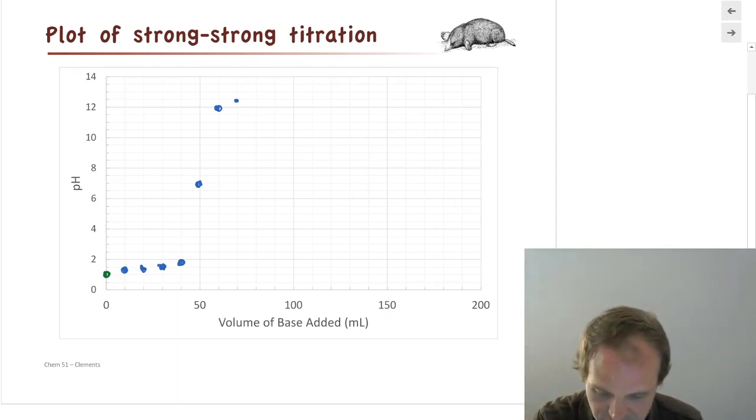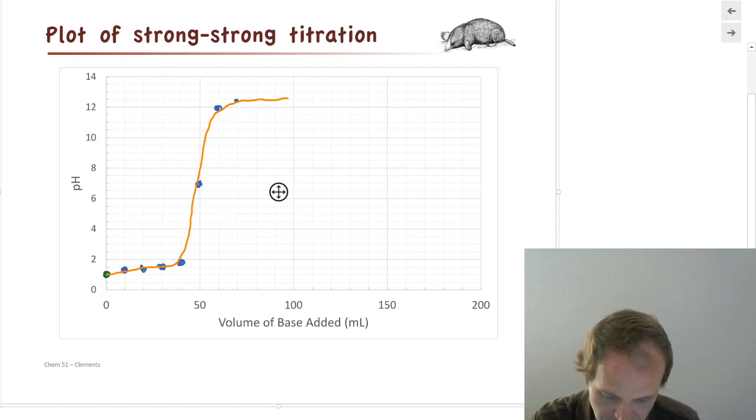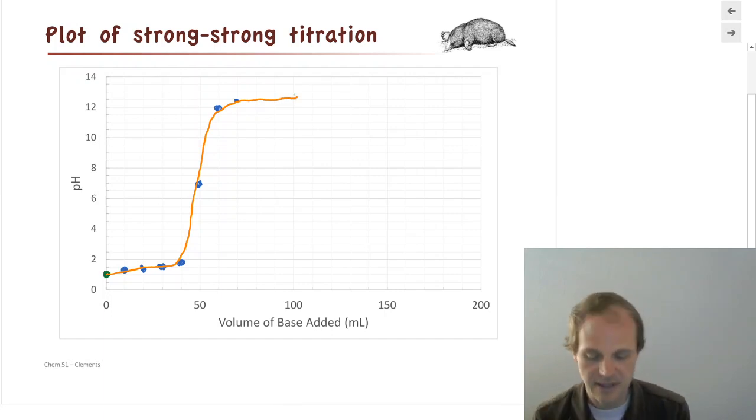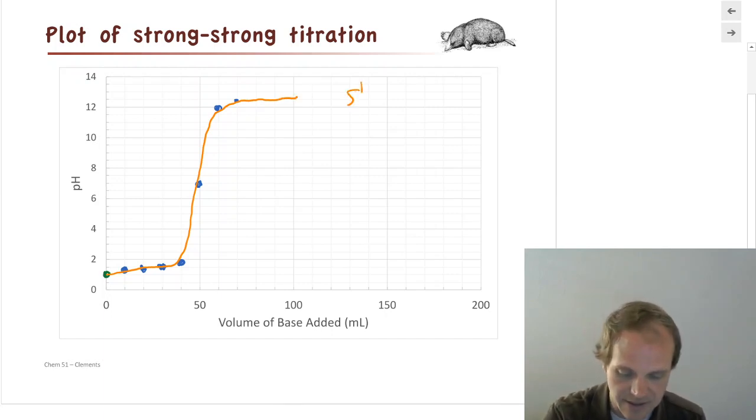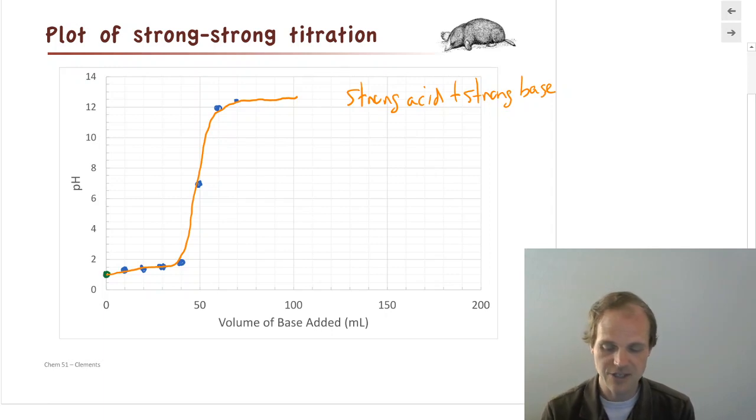But you can see that general shape of the titration curve coming in as sharp, and then you get the plateaus both at the beginning and the end. That's going to be a strong acid plus strong base. When we have a strong acid and a strong base, we get this very sharp titration curve. The pH at the equivalence point was 7.